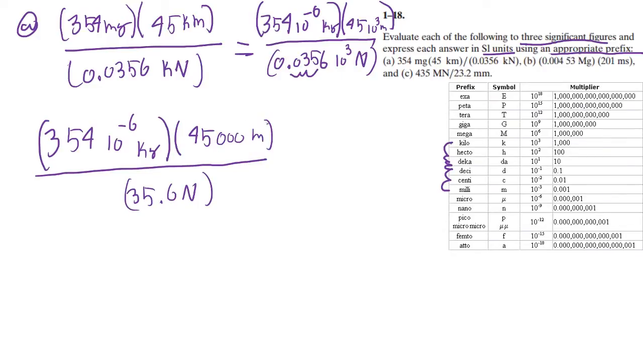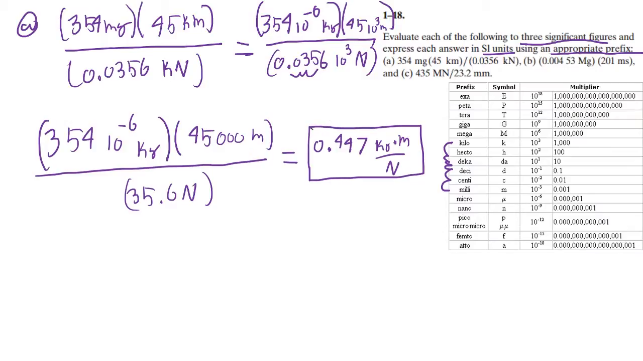So we can just plug this in right now. These are the units of the answer key. It's going to come out awesome. 0.447 kilograms times meters over newtons. And that is awesome.